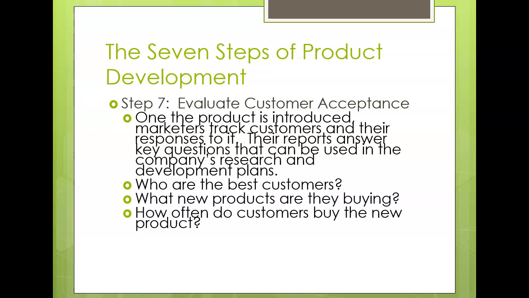We're going to understand who the best customer is. We have identified who we think the target market is, and we'll start modifying that to be more and more accurate so that we actually know who it is. And then we're going to figure out what new products they are buying, and how often customers are actually buying our product. That is the 7 steps of the product cycle.